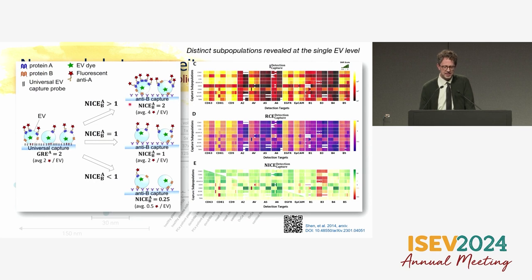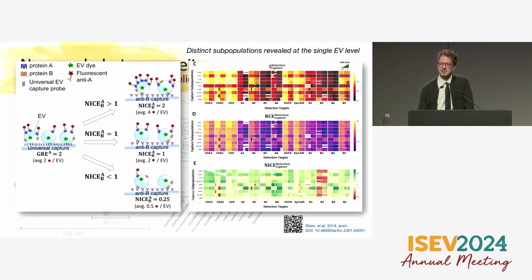Here's a nice study, actually it's not from 2014, it's from 2023, my bad, where they're doing single EV imaging and starting to try to work out some of these differences in stoichiometry. And what you see are these beautiful heat maps. So these are really distinct subpopulations that we see of co-localization of different membrane proteins on single EVs, depending on the capture, depending on the source.